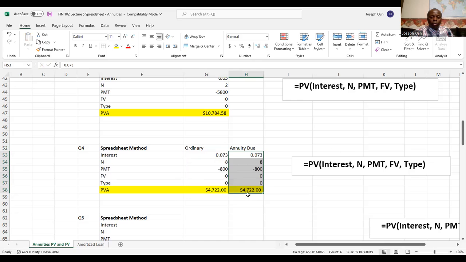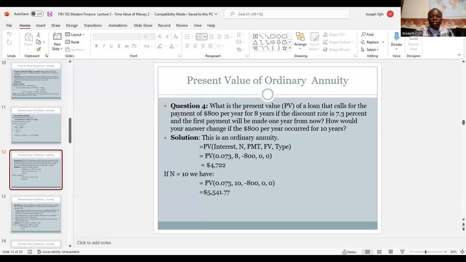So I want you to watch this number here when I change it to 1. So type is 1. You can see, watch out. See? Because it's paid at the beginning of the period, not at the end, see the difference in the result. Now, we're not interested in annuity due here, because the question didn't ask us for that. The question asked us to find what the present value will be for 8 years.